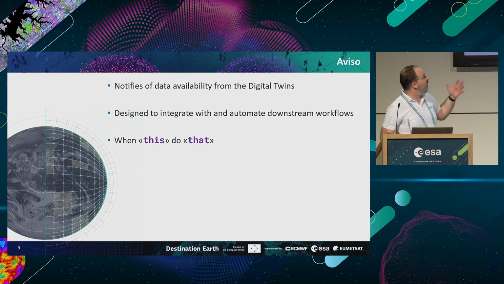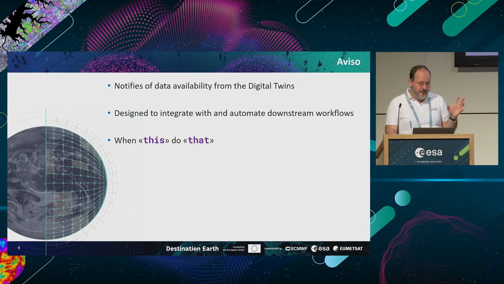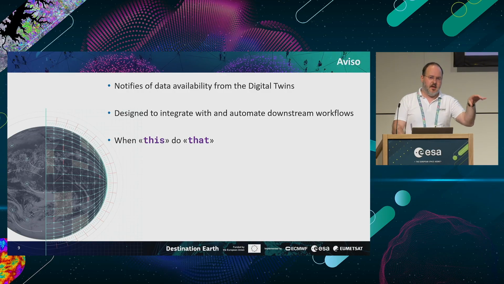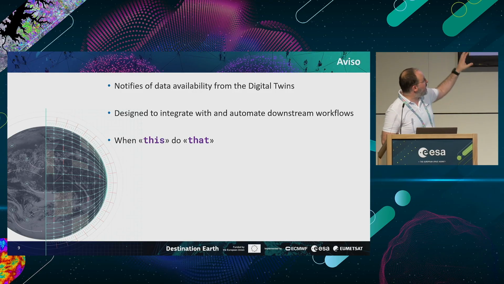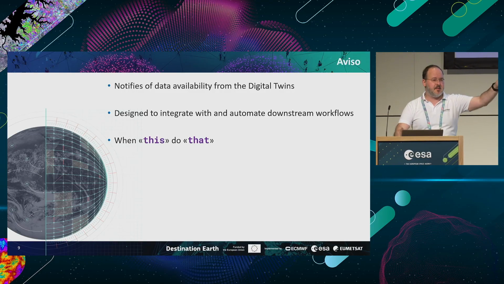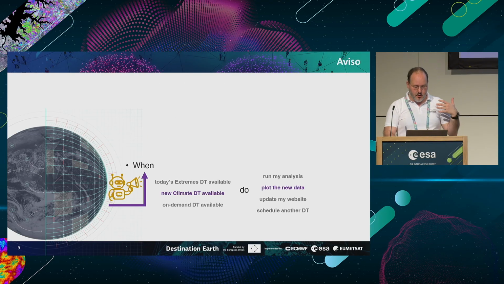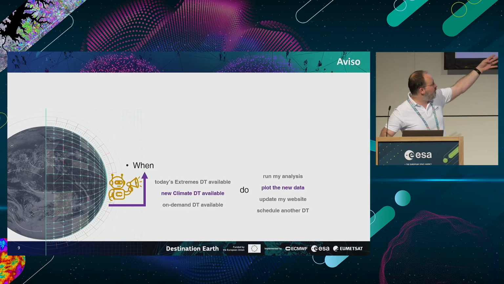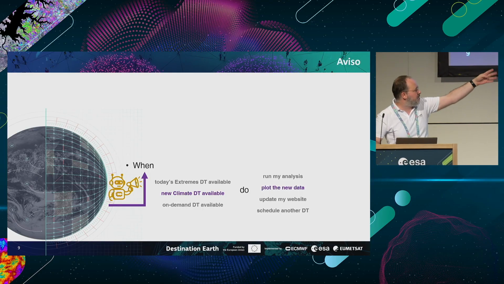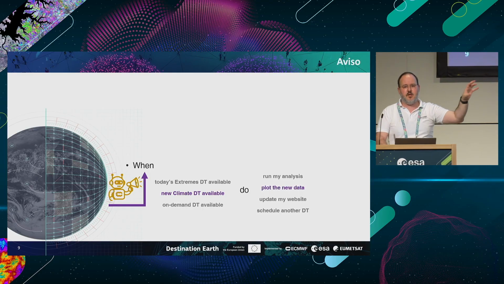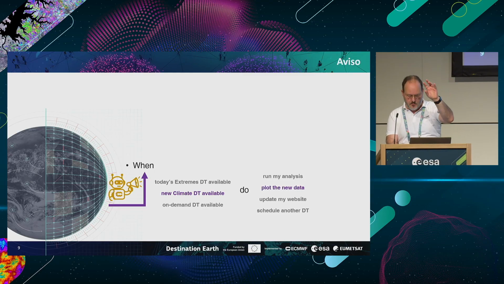Aside from Polytope, we also develop another service called Aviso. The idea of Aviso is that you can be notified when data is available. This is not built for people, this is built for workflows to integrate with workflows. So if you have a downstream workflow from DestinE, you want to process something, this is designed to do, when this happens, or when this data is available, please do that, right? And so when we notify that, say, there's a new climate DT variable, or there is a new extremes DT available, then plot my data, or update my website, or run my analysis, right? So it's really meant for systems to integrate with systems.